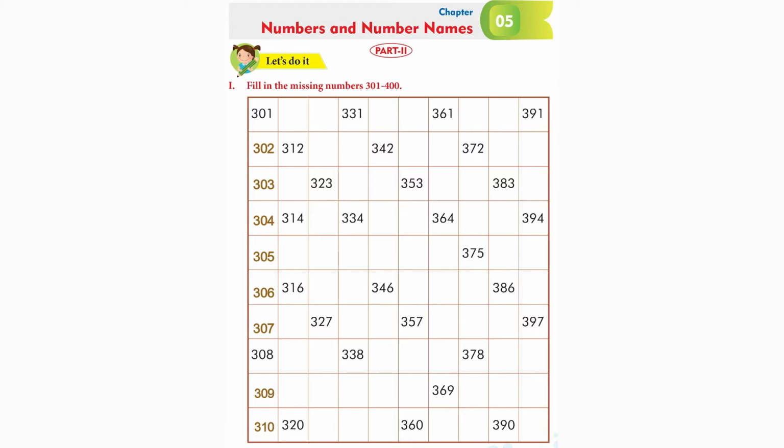In the same way, you have to fill in the other missing numbers that are given. So go ahead and fill up all those missing numbers. On the next page, you have more numbers to fill in similarly. Just like how you filled in from 300, you have to fill in from 400 to 500. So take time, sit down, check with your parents, and write down all those missing numbers.